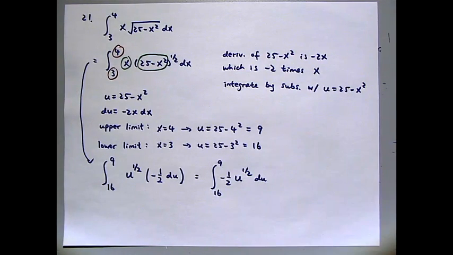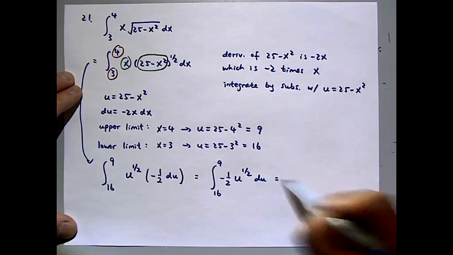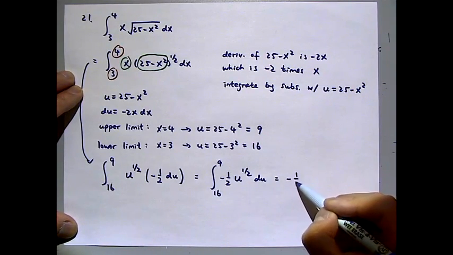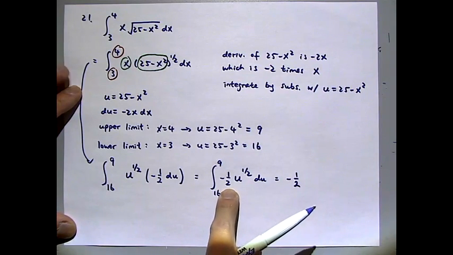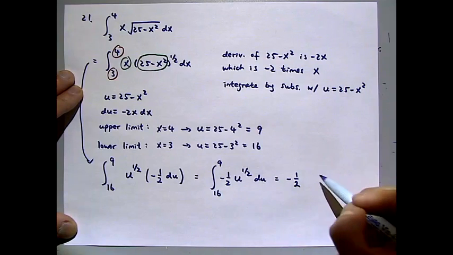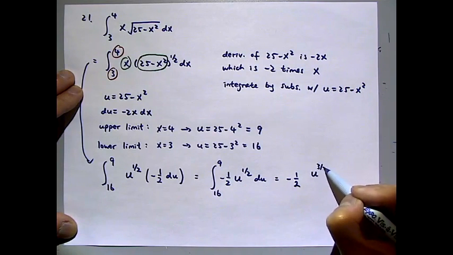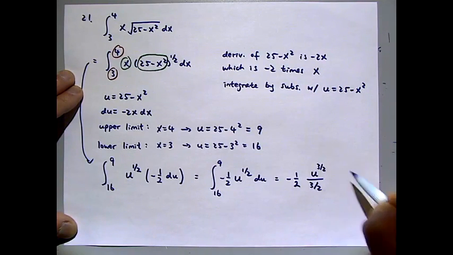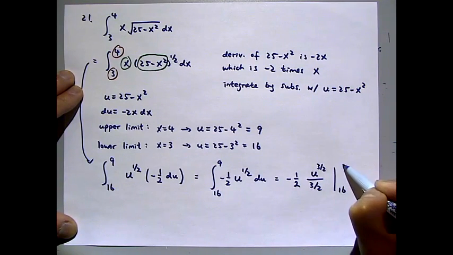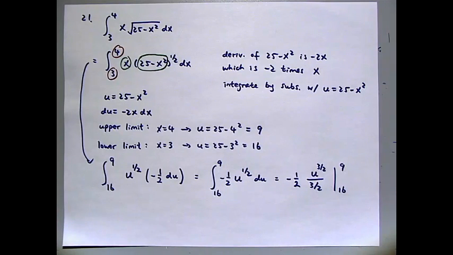So here we have an upper limit that's lower than the lower limit. That's a very, very typical thing once you got substitution involved, and there's nothing wrong with that. Nothing wrong whatsoever. You just integrate the normal way. The constant multiple of 1/2 doesn't do anything. For u to the 1/2, we add 1 to the old power divided by the new power. And then we'll plug in 9 for u and then 16 for u.